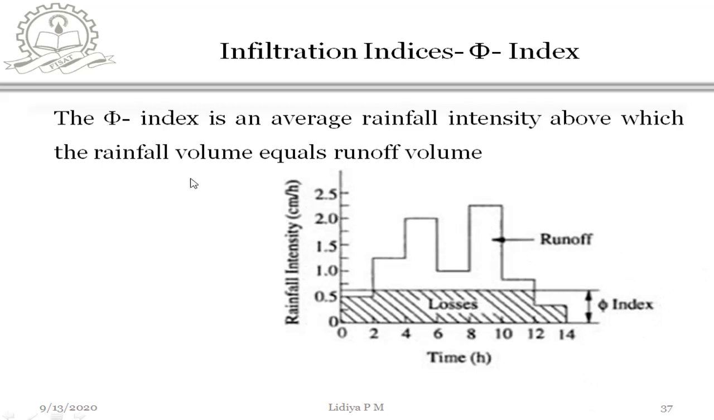So the first one is the phi index. Phi index is the average rainfall intensity above which the rainfall equals the runoff volume. That is, we represent it as the average rainfall intensity rate above which it represents the runoff. This phi index represents the losses, that may be infiltration losses, evaporation, storage in depression, and interception. All losses are included in the phi index. So we are considering the phi index as all losses. If we deduct those losses from the total rainfall, we get the runoff. This is about the phi index.